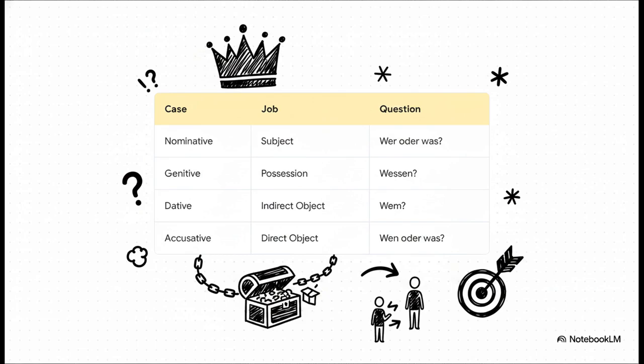The nominative is the boss, the subject doing the action. We find it by asking wer oder was, who or what. The genitive shows possession. We ask wessen, whose. The dative case is the indirect receiver of an action, so we ask wem, to whom. And finally, the accusative case is the direct target of the action, found by asking wen oder was, who or what. Think of these questions as your ultimate diagnostic tools for figuring out exactly what job a noun is doing.